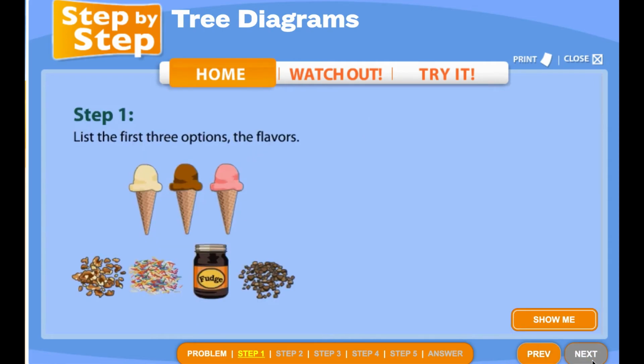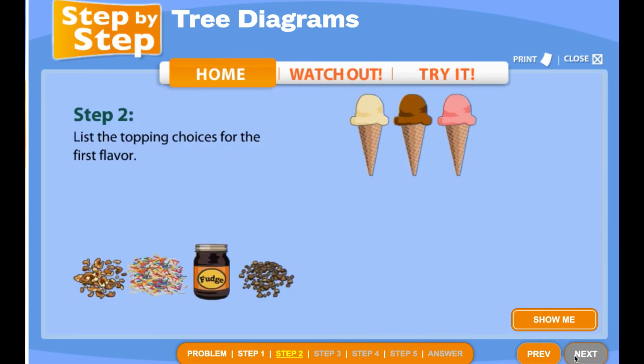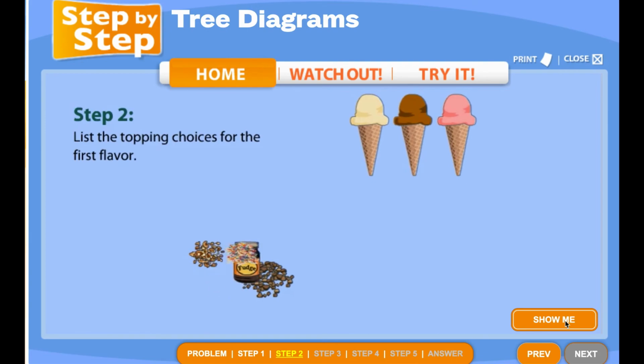First, list the first 3 options, which are the flavors. The flavors are vanilla, chocolate, and strawberry. Next, list the topping choices for the first flavor. Start with vanilla and make sure to draw a branch to each topping: walnuts, sprinkles, chocolate fudge, and cookie crumbs.